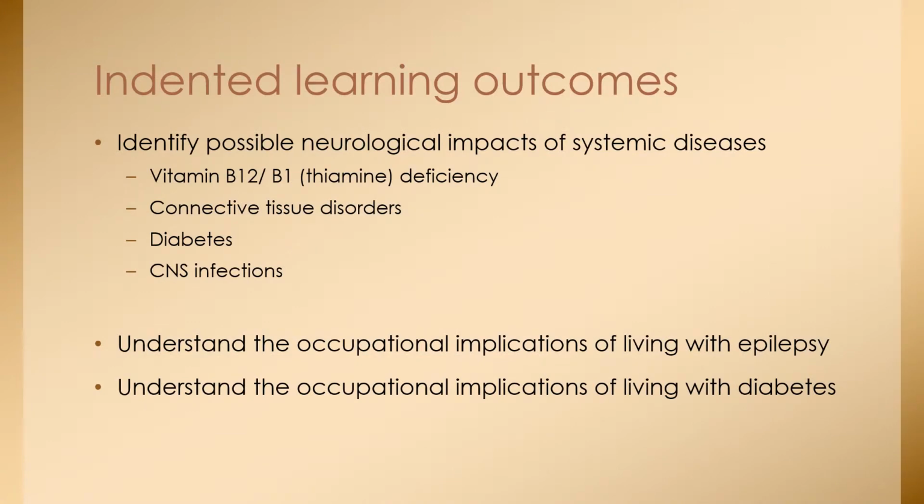This eLecture will cover some vitamin deficiencies, namely B12 and B1, connective tissue disorders and their impact on neurological functioning. Diabetes is probably the primary systemic condition we'll be looking at today, and some infections. One of the intended learning outcomes for you is that you understand the occupational implications of living with epilepsy and living with diabetes as two major conditions to consider.